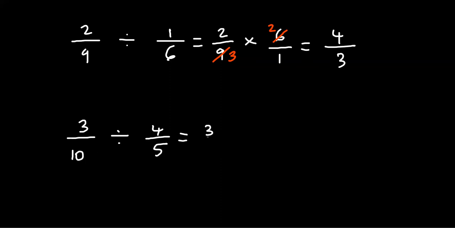Now, for this example, we start by changing it to a times problem. So we change the symbol to a times, and then we flip the second fraction. And then we cancel any common factors. So I can see there's a common factor of 5. So that becomes 1/2. And then we just multiply straight across. So 3 times 1 is 3. 2 times 4 is 8. So that becomes 3/8. And since there aren't any common factors, that would be the simplest form.